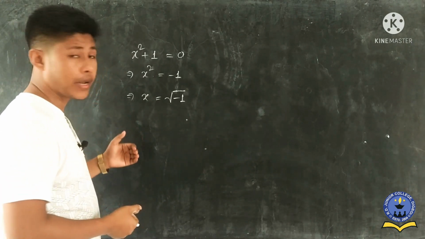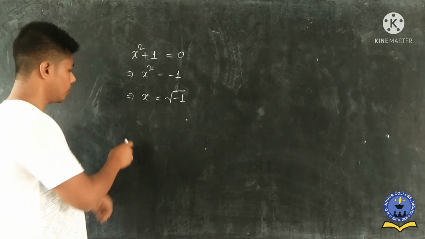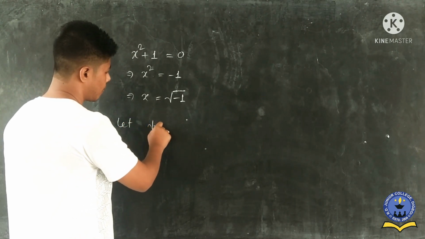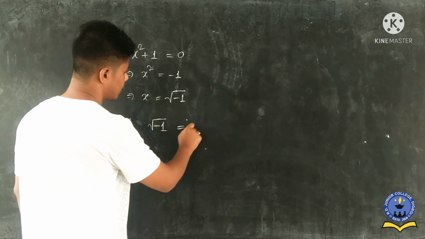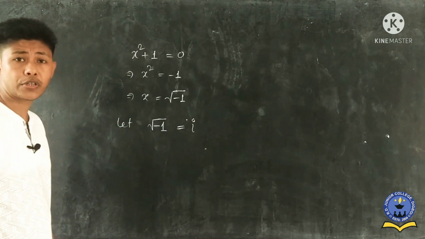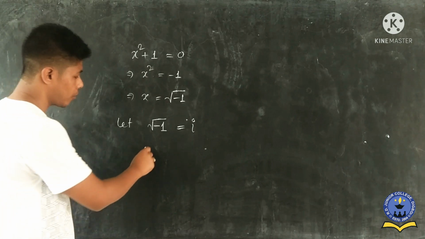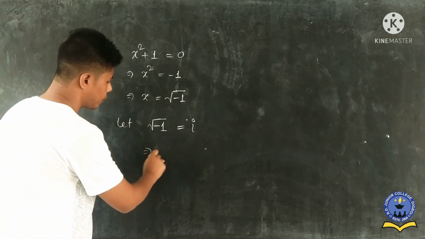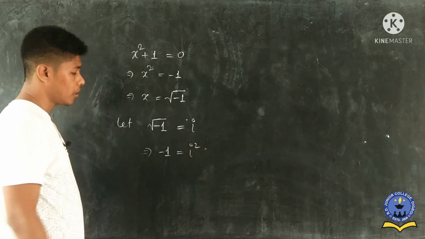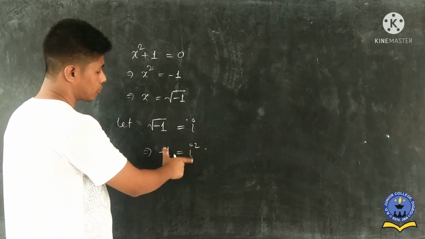For this, the complex number, first of all let's denote root over -1 as i. Suppose root over -1 equals i. Then squaring both sides, we get -1 equals i square, isn't it? So -1 equals i square.